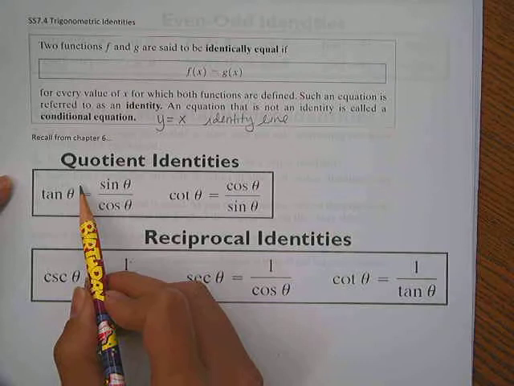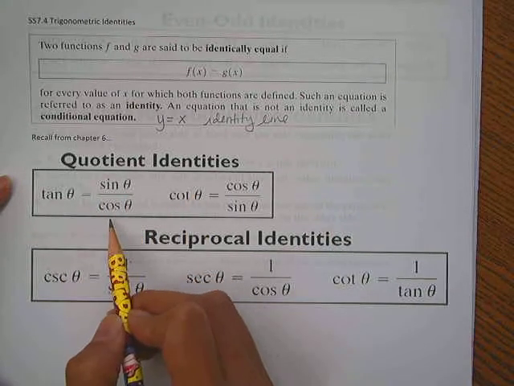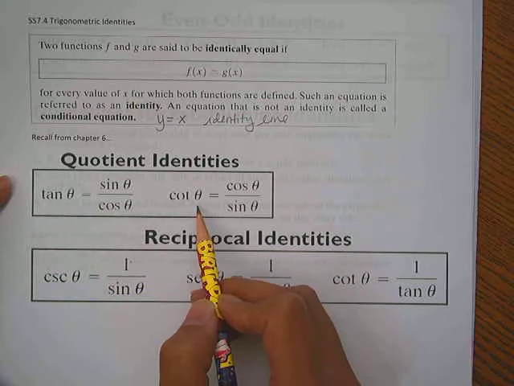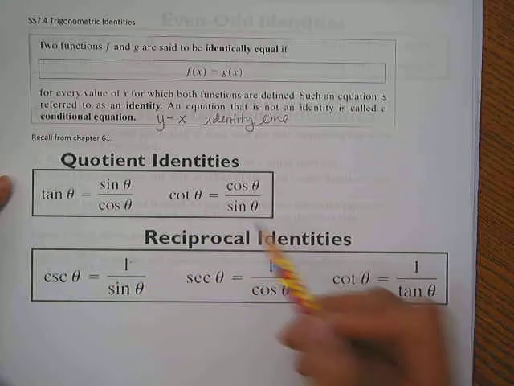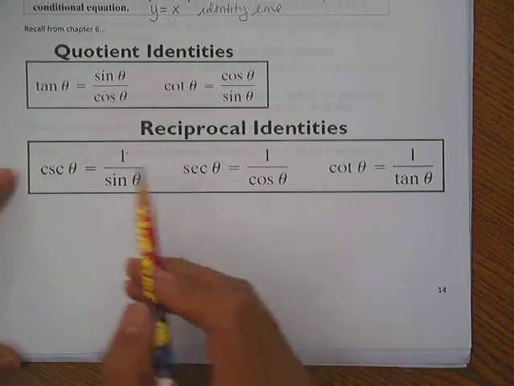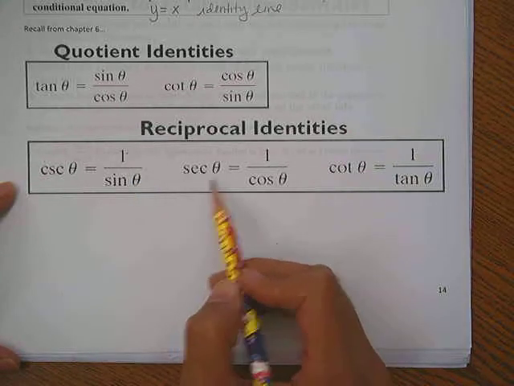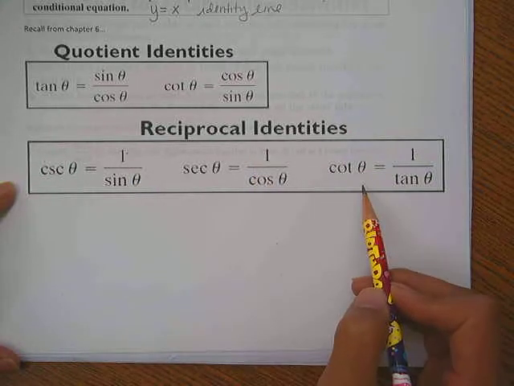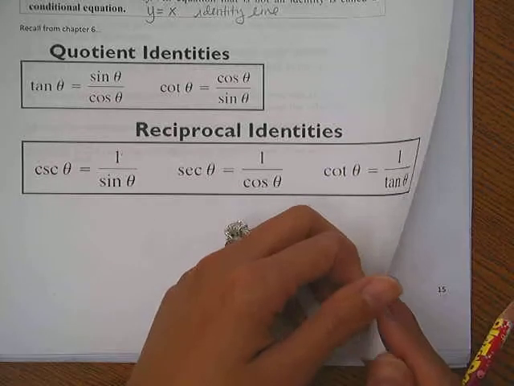So we're going to talk about quotient identities. Tangent of theta equals sine of theta divided by cosine of theta. Cotangent of theta equals cosine of theta divided by sine of theta. Okay, so that's a quotient division. These are the reciprocal ones. Cosecant of theta equals 1 over sine, secant equals 1 over cosine, and cotangent equals 1 over tangent of theta. Those are the reciprocal, which is not the same as inverse, okay?